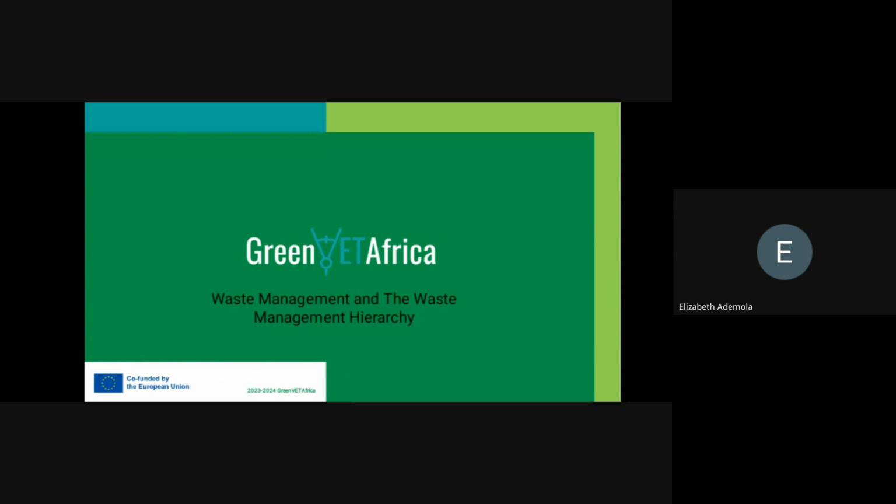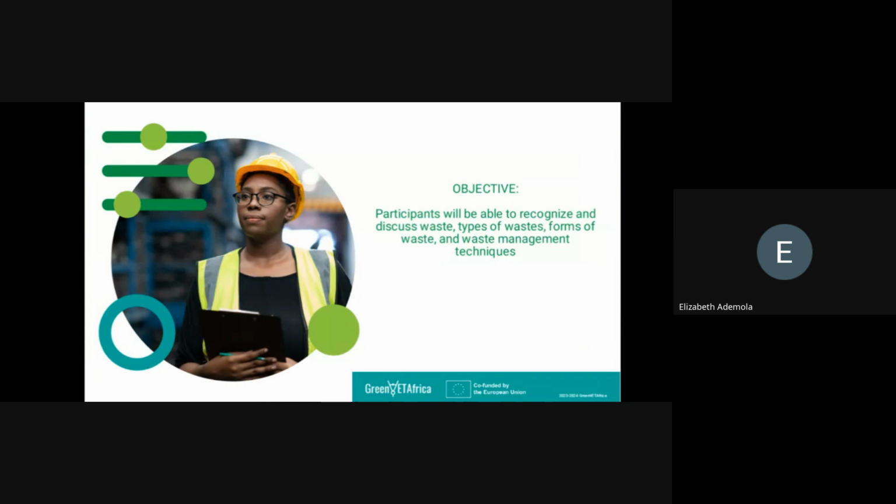So we are talking about waste management and the waste management hierarchy. What we aim to achieve is to get a proper knowledge of what waste management is all about, and look at techniques to manage our waste, and see how those techniques scale up, how preferential they are on a scale of preference in the waste management hierarchy. Our objective is to be able to recognize and discuss waste, different types and forms of waste, and different waste management techniques.